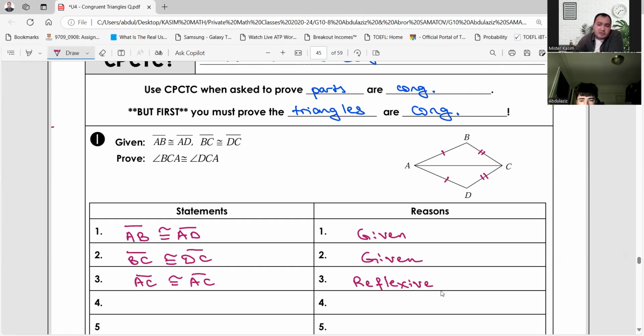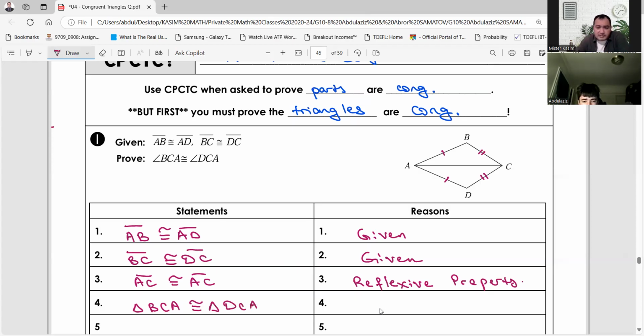That's a challenging part. The students don't know the name. That's why they cannot solve it. If you know the name, it's really easy. That is reflexive property. And now I can write here, triangle BCA is congruent to triangle DCA.